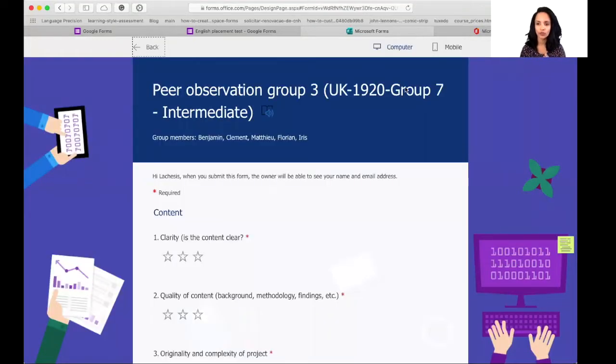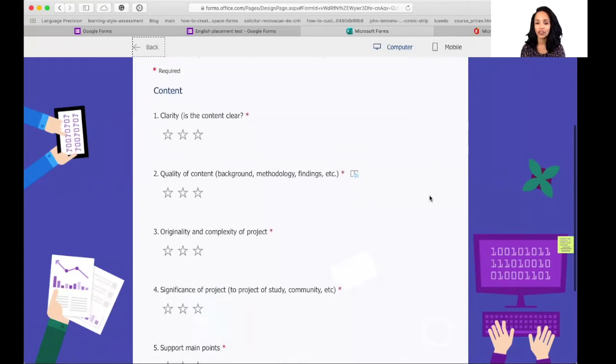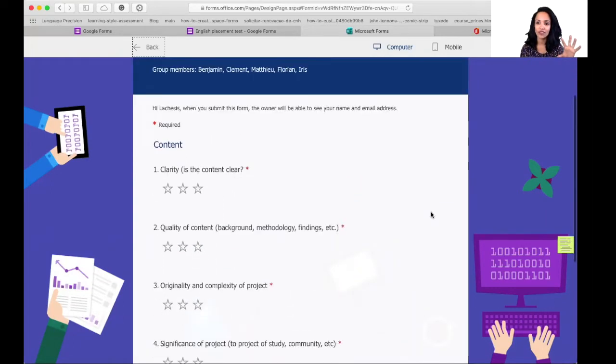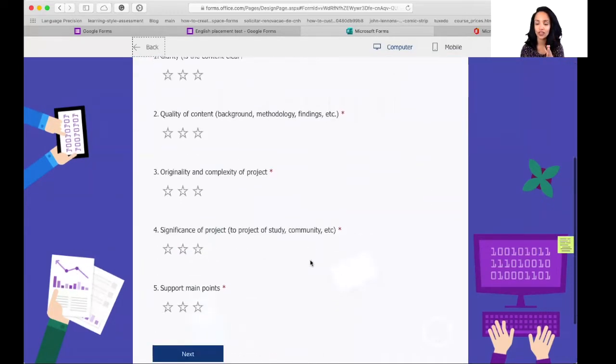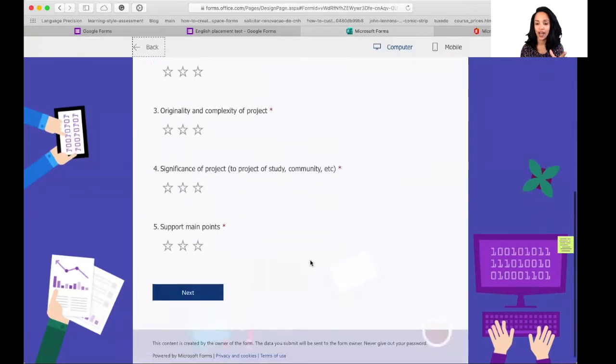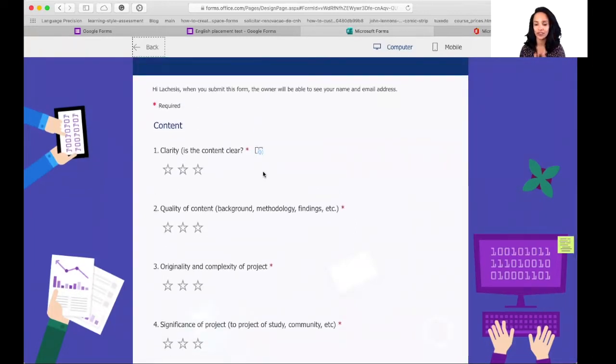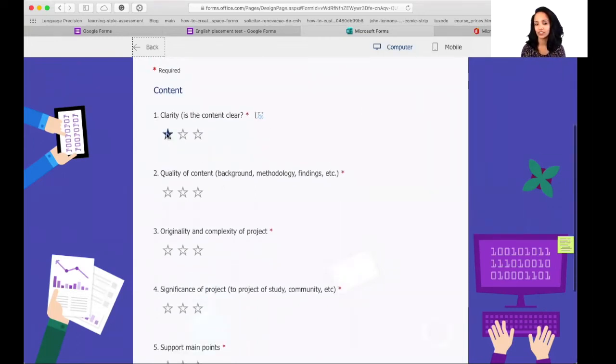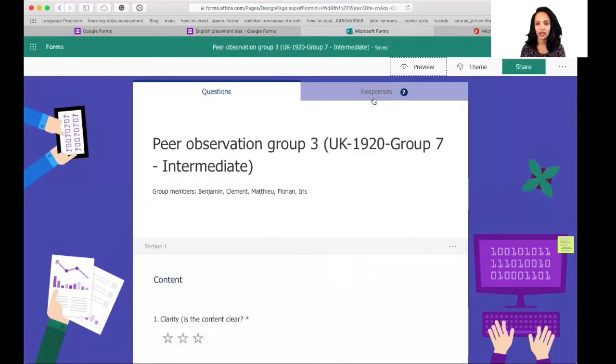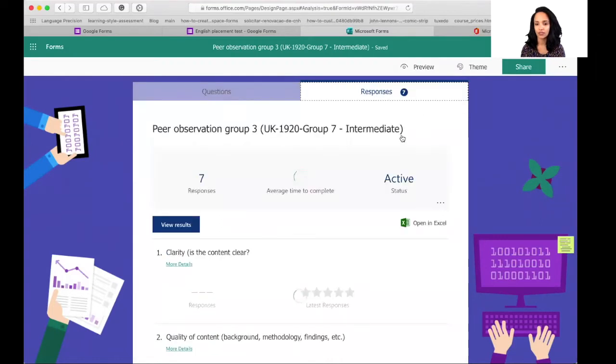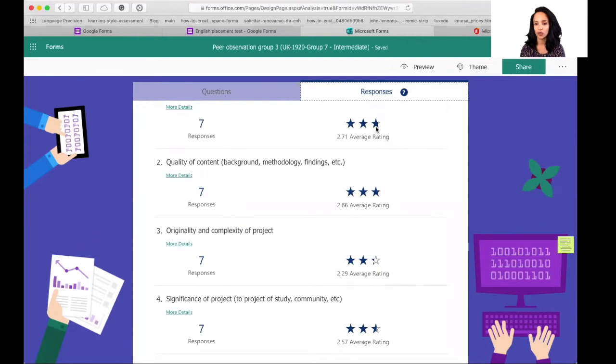Another thing you can use forms for is to get students to give feedback on each other's work. So I had a class, for example, where I had students do a presentation. While students did the presentation, their classmates were supposed to pay attention and then provide feedback on a series of different criteria that I've established. I had them decide on a number of stars for each of the different topics covered. So here, for example, we had 7 responses, and this is what the classmates thought of these guys' presentations.